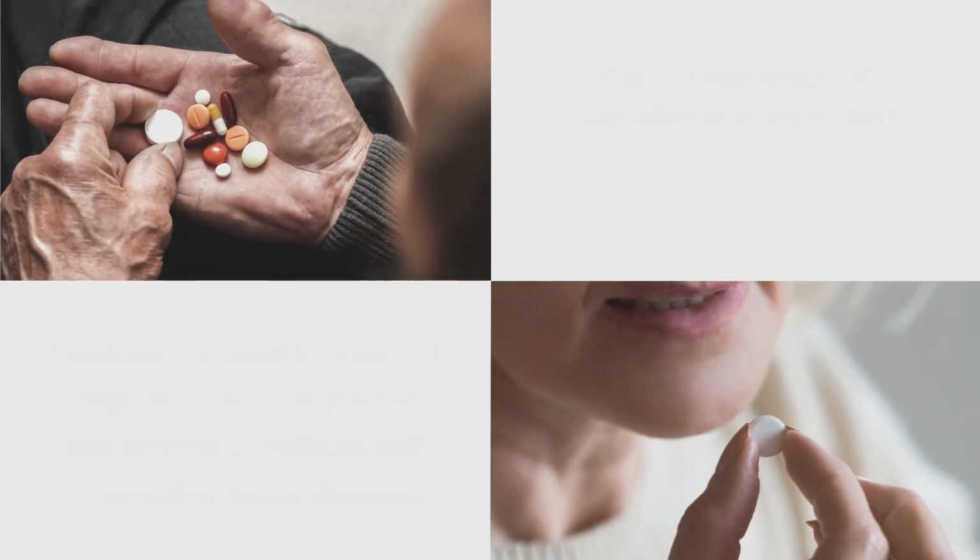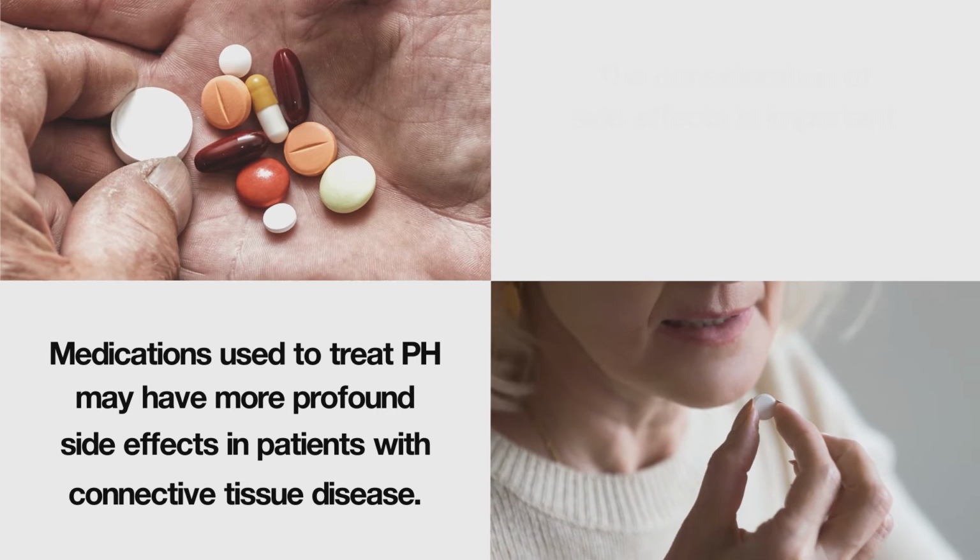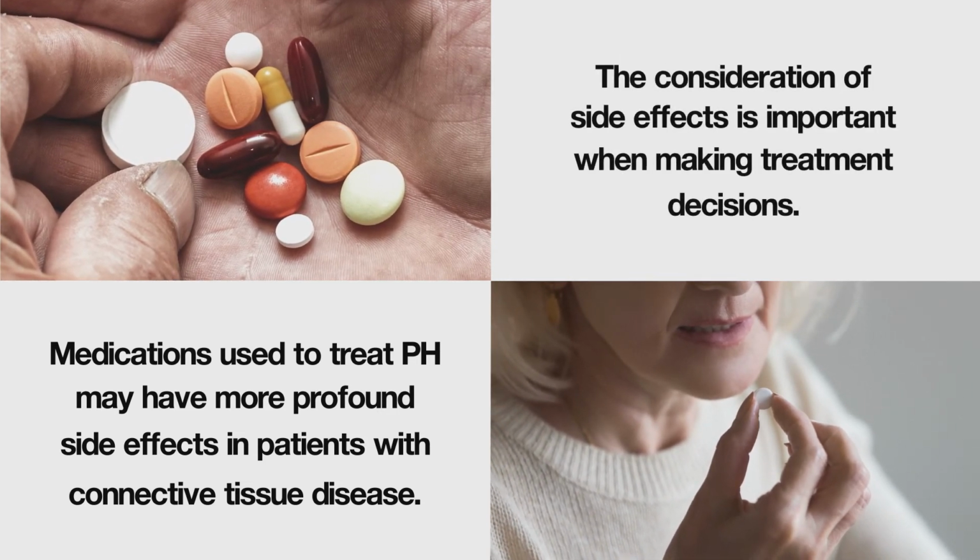Many of the medications used to treat pulmonary hypertension in the setting of connective tissue disease can cause problems that might be more profound in patients with connective tissue disease. For instance, many medications used to treat pulmonary hypertension can cause an upset stomach and gastroesophageal reflux. This is already a problem in most patients with connective tissue disease, specifically those with scleroderma. So it's possible that treating pulmonary hypertension might worsen this symptom. These are some of the considerations that should be evaluated when making treatment decisions for patients with scleroderma or other connective tissue diseases and pulmonary hypertension.